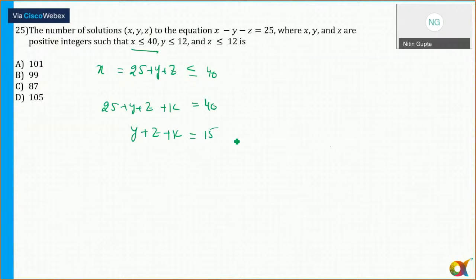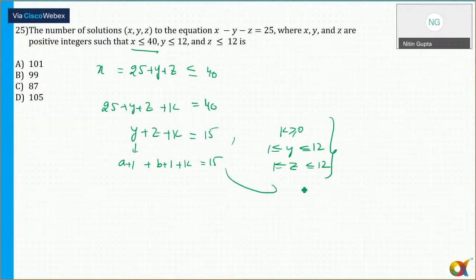And what is the restriction here? k has to be greater than or equal to 0. y lies in the range 1 to 12, and z lies in the range 1 to 12. And I told you, whenever there is a lower limit, make sure that the lower limit is 0. So the minimum value of y should be 1. So give 1 chocolate to y, 1 chocolate to z. Or I can write y is equal to a plus 1, z is equal to b plus 1, and k is equal to k, with sum 15.